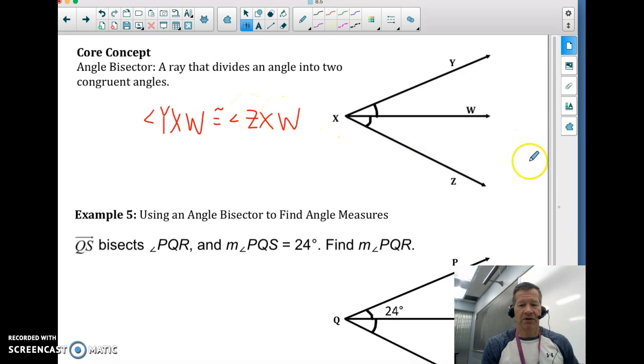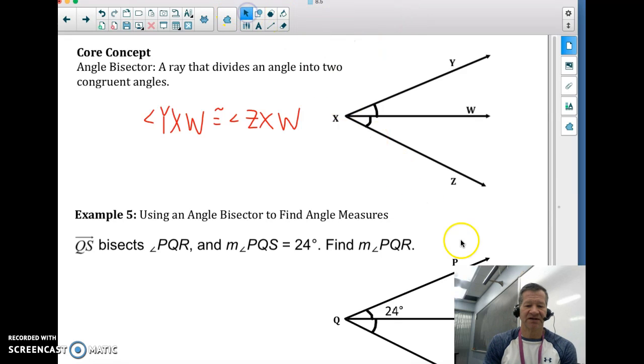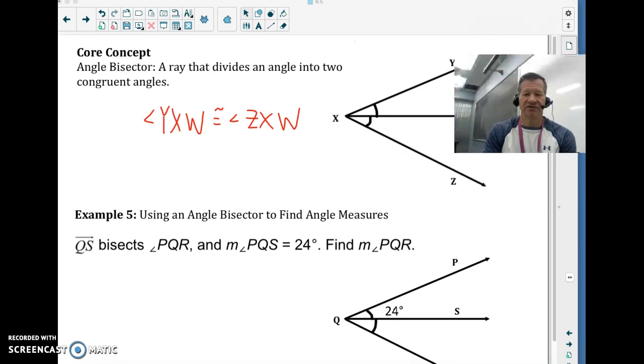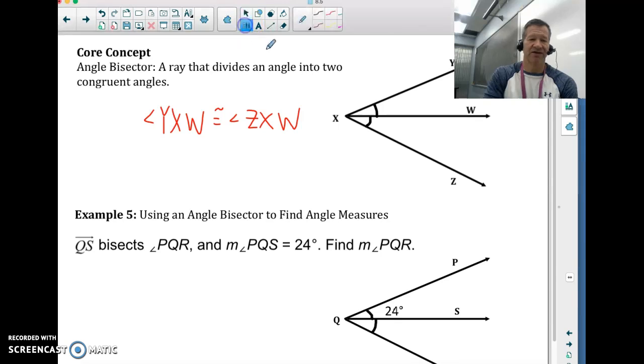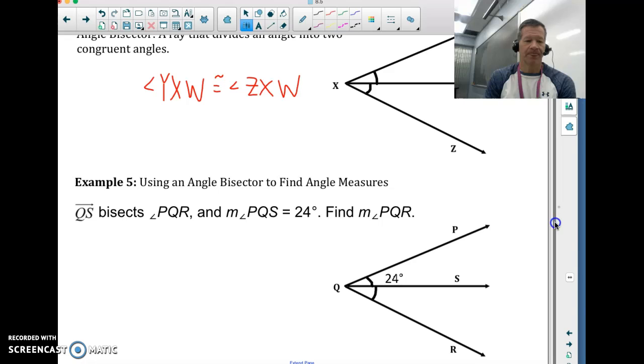Okay? So let's try to apply this now to a problem. It's going to look similar to what we did with the angle addition postulate, but you're going to see a couple differences. Okay? So here we go. Using an angle bisector to find angle measures. So ray QS, everybody look at the figure, QS right here, is bisecting PQR.